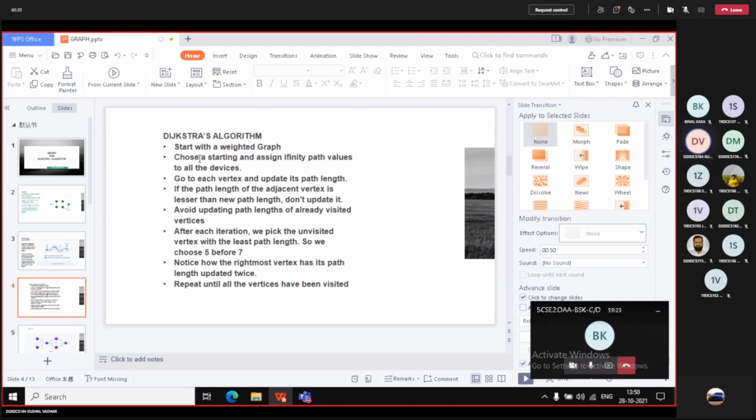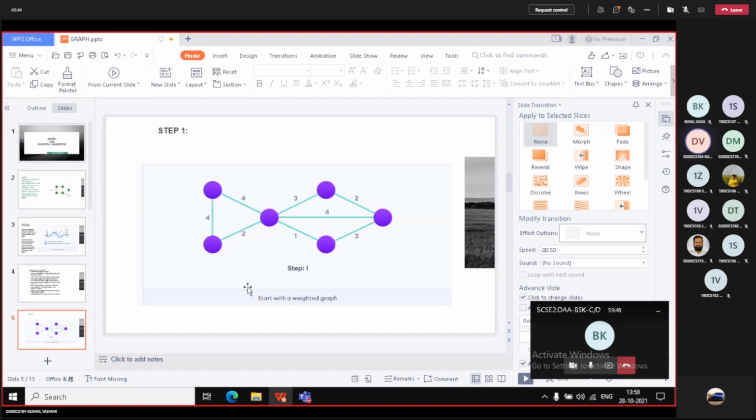You have to start with a weighted graph, choose a starting vertex and assign infinity path values to all the other vertices. Go to each vertex and update its path length. If the path length of the adjacent vertex is lesser than the new path length, don't update it. Avoid updating the path length of already visited vertices. After each iteration, we pick the unvisited vertex with the least path value. So we'll see this.